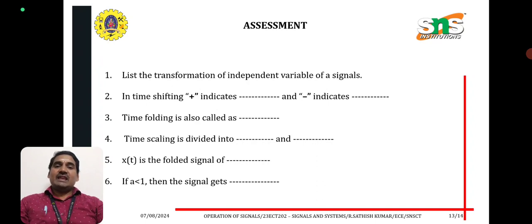x of minus t is the folded signal of x of t. If a is less than 1, the signal gets expanded.